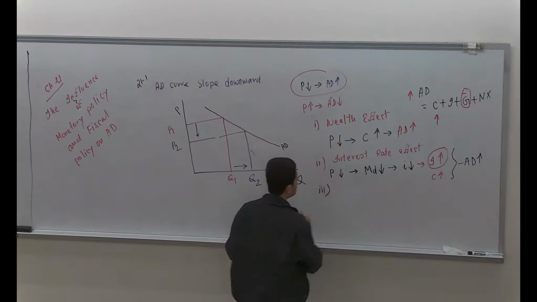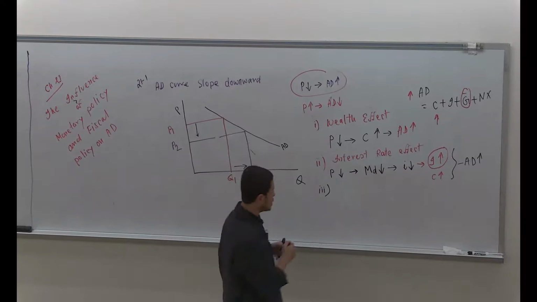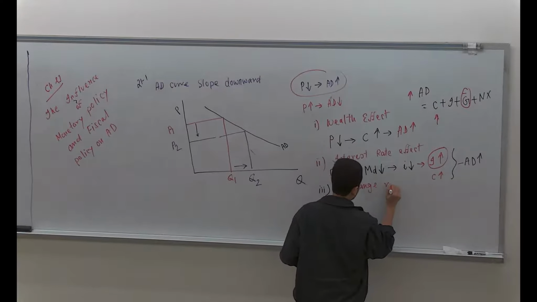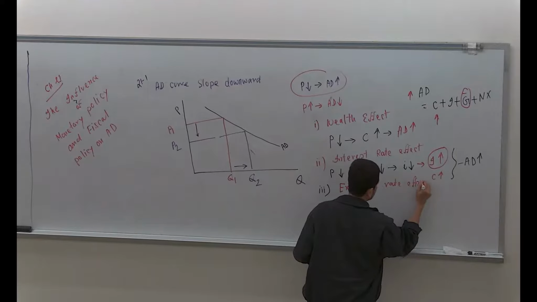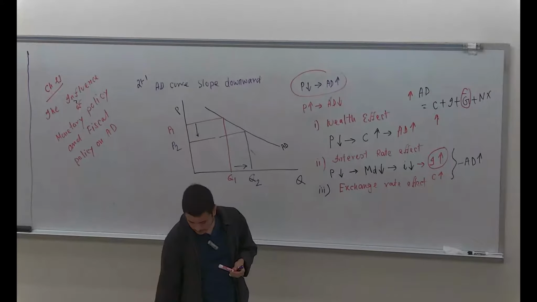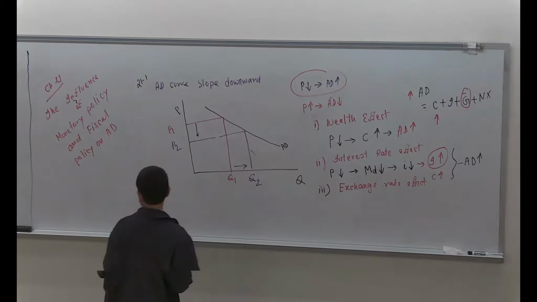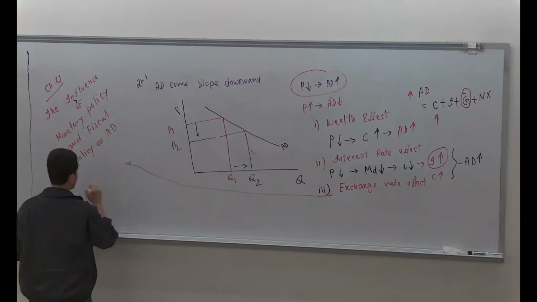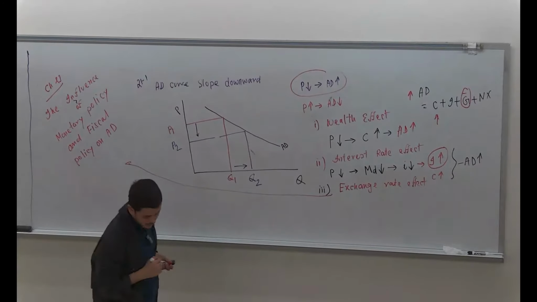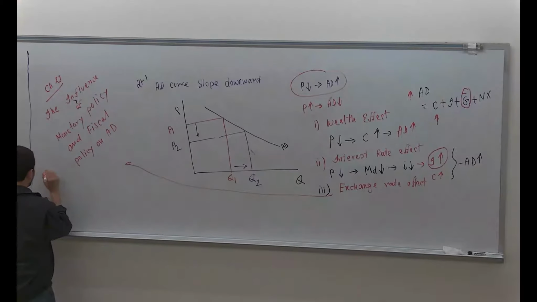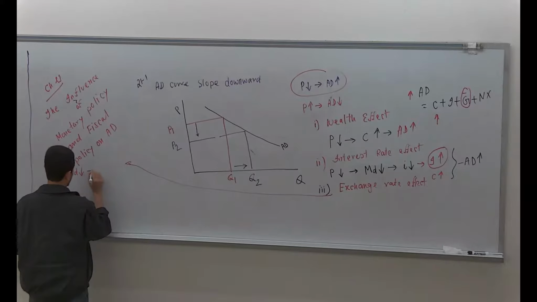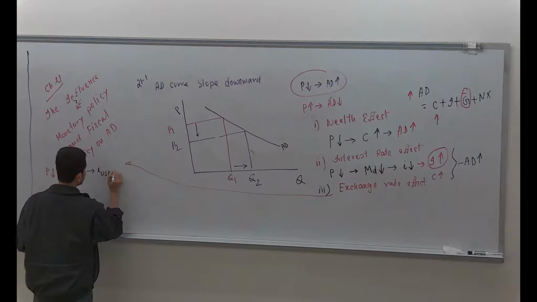And number three, the final one, is the exchange rate effect. I'm sorry, I'm writing the exchange rate effect here and explaining here because I don't have enough space there. So what happens when the price level falls? We demand less money because we don't need a lot of money. So banks are getting a lot of money, so the interest rate in the United States falls.